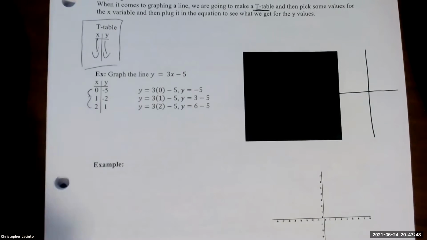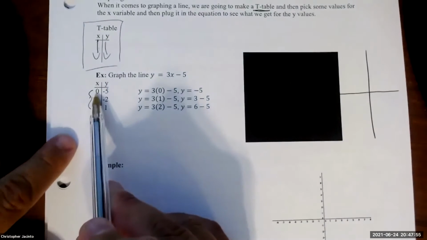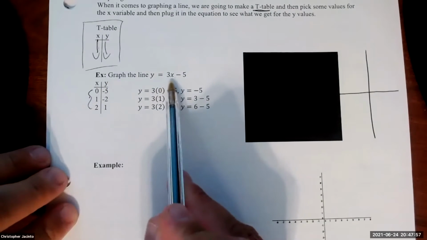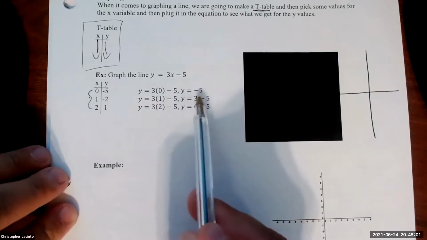You could have chosen -5, and so forth, down the line when it comes to it. Okay, and you'll see that in a little bit. So first off, I plug in 0 into here. So you plug in 0 for x, and you see what you get out. So plug in 0, we get -5.